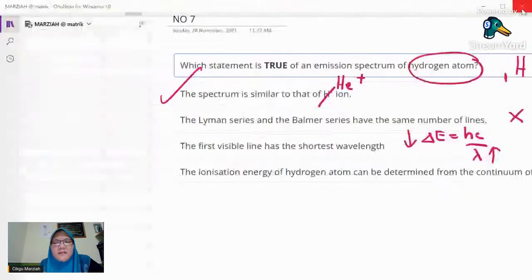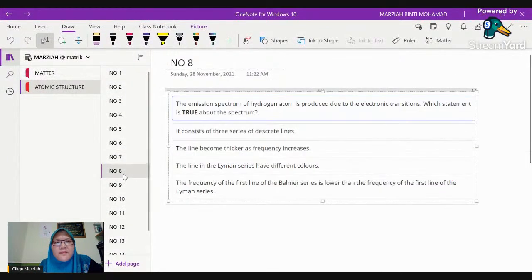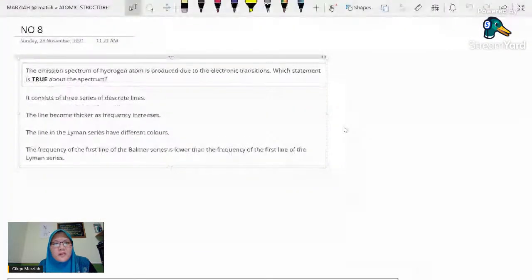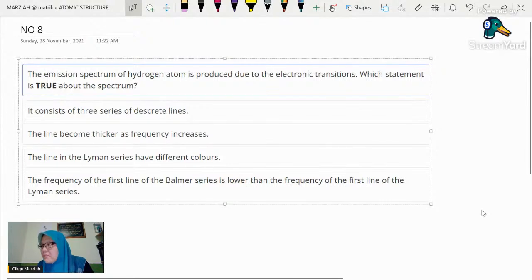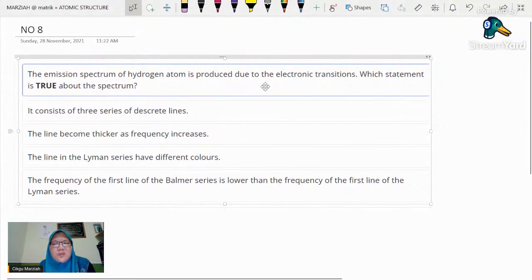Number 8. Tengok nombor 8. The emission spectrum of hydrogen atom is produced due to the electronic transition. Which statement is true about the spectrum? Okay, number 8. It consists of 3 series of discrete line. So not necessarily 3, dia boleh ada Lyman, Balmer, Paschen, ada 5. The line become thicker as a frequency increase.